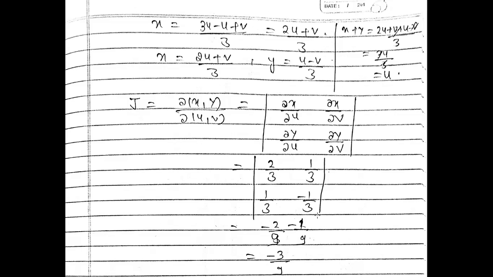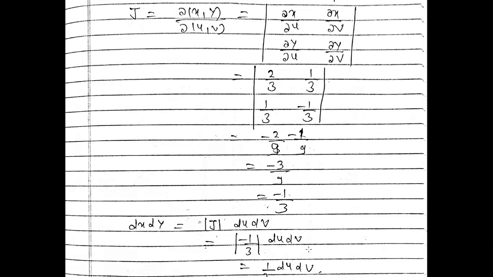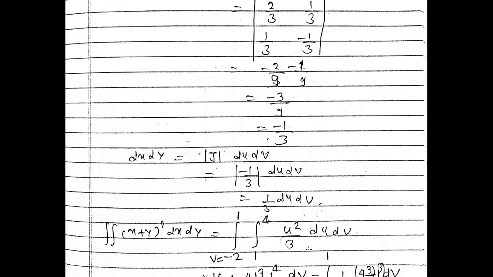So to find the determinant, 2 by 3 into minus 1 by 3 is minus 2 upon 9, and minus 1 by 3 into 1 by 3 is minus 1 upon 9. So it will be minus 3 upon 9, that means minus 1 by 3. So we are getting a negative value here. So just take the modulus value, and it will give a positive value. So dx dy is equal to modulus of Jacobian times du dv, so 1 by 3 du dv.